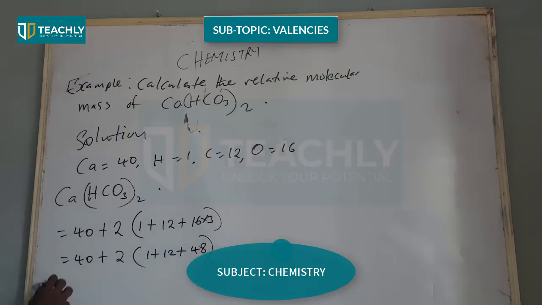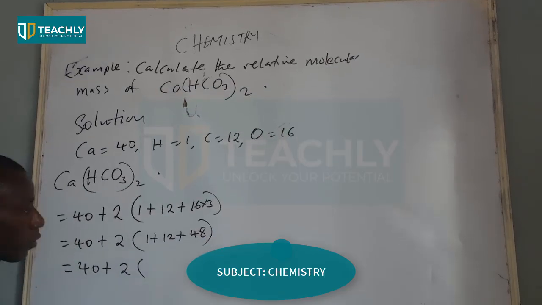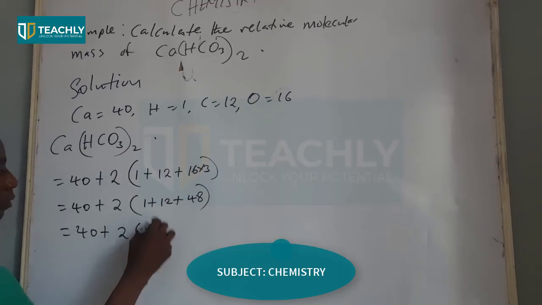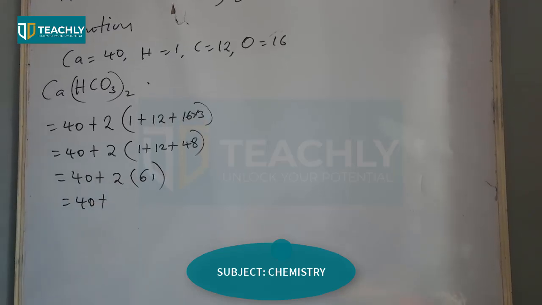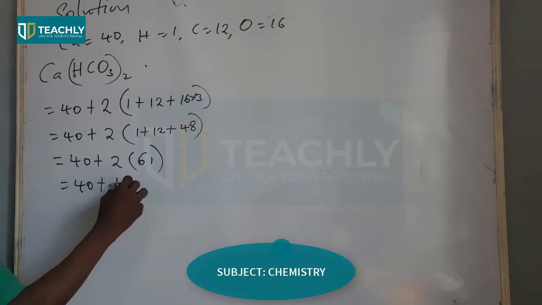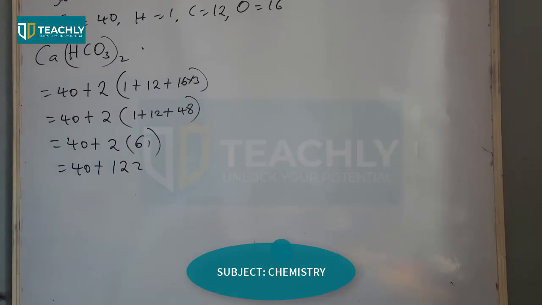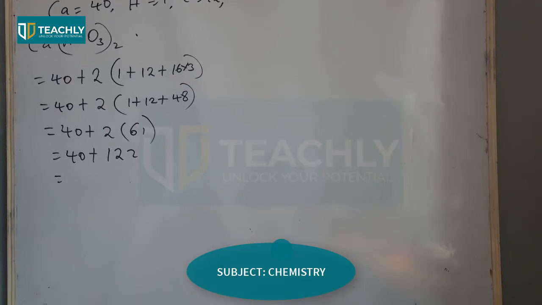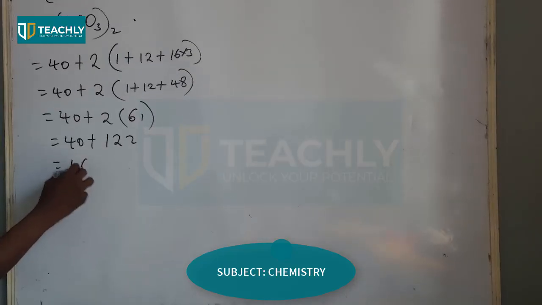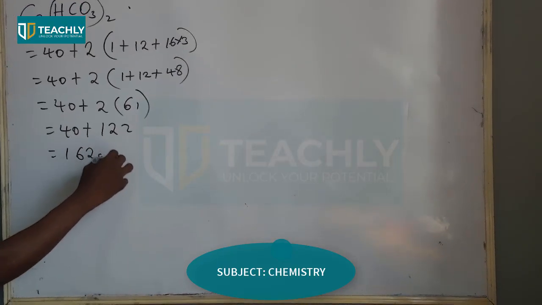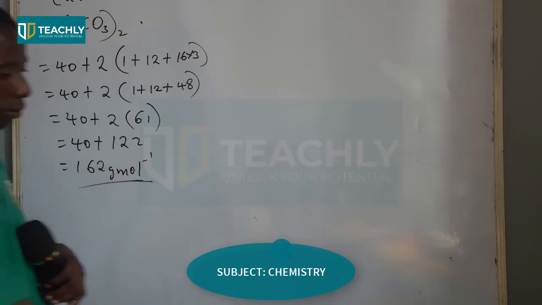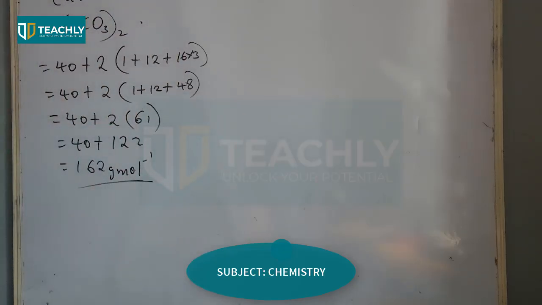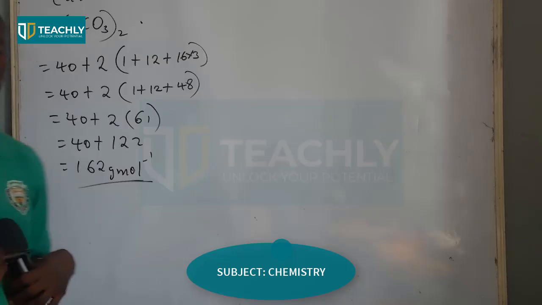And then when you add that, you have 40 plus 2 into 12 plus 48, that is 60, plus 1, that is 61. Then it will be 40 plus 2 times 61, that is 122. Then you add 40 to 122, you have 162 grams per mole. So I believe with this, you should be able to calculate the molecular mass of any compound or substance given to you.